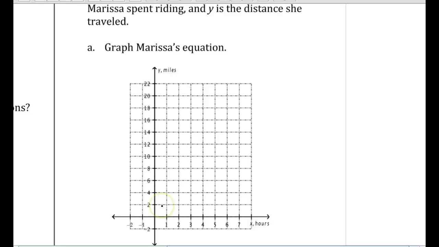Okay. How would the graph change if Marissa traveled a speed of 5 miles in 1 hour? Okay, so 5 miles in 1 hour. 1 hour would be at 5. After 2 hours, we'd be at 10. After 3 hours, it'd be at 15. Right here. 4 hours, it'd be at 20. You can see slightly different graph.